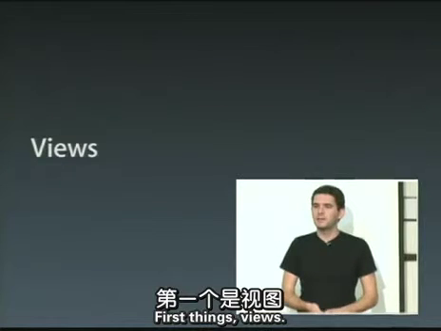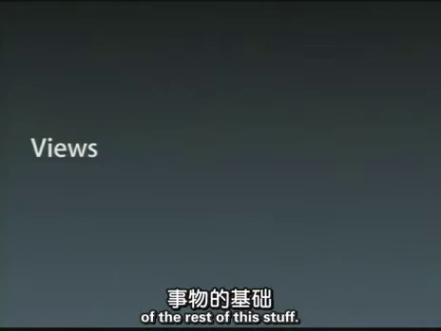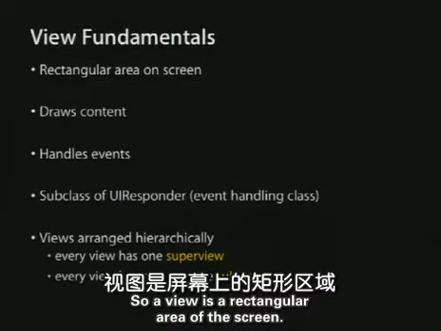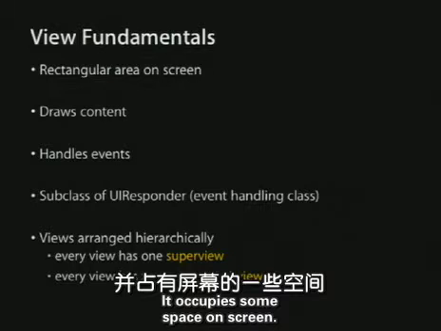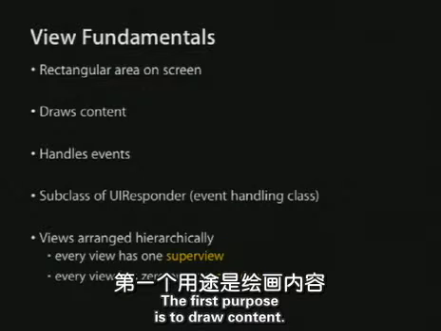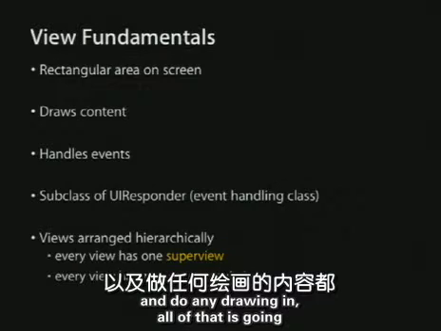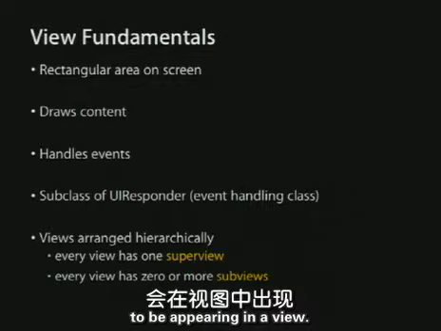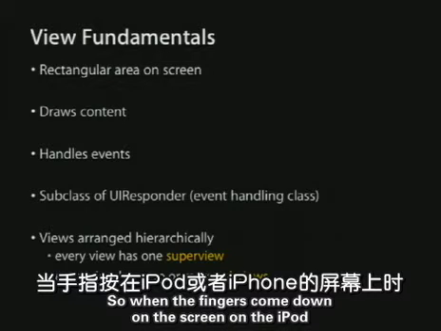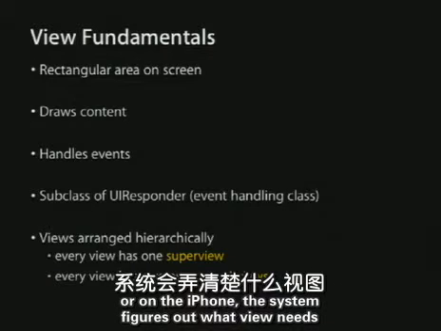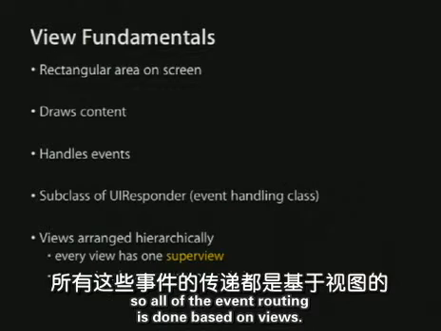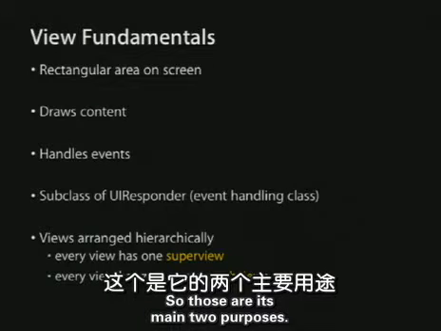First thing, views. So views are going to be the foundation of all of the rest of this stuff. So first off, we probably want to figure out what a view is. A view is a rectangular area of the screen. It's got a rectangle, and it occupies some space on screen. It has two main purposes. The first purpose is to draw content. All of the content that you're going to see on screen and do any drawing in, all of that is going to be appearing in a view. And its second main purpose is to do event handling. So when the fingers come down on the screen on the iPod or on the iPhone, the system figures out what view needs to handle those events. So all of the event routing is done based on views. So those are its main two purposes.